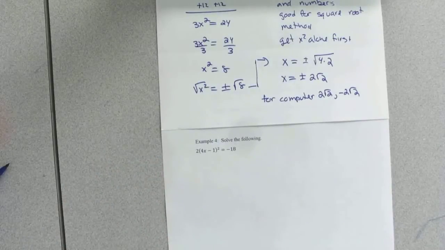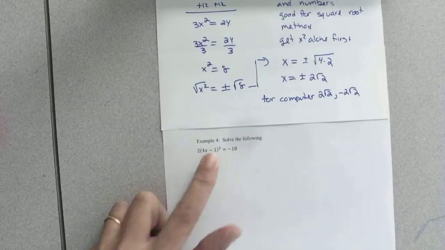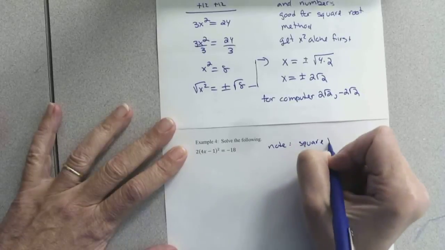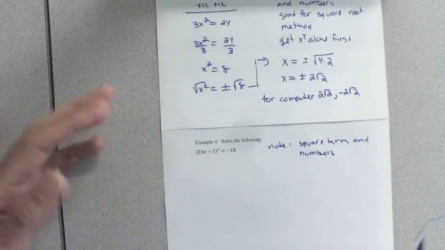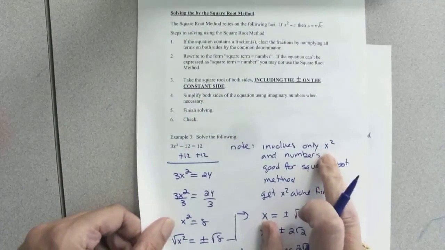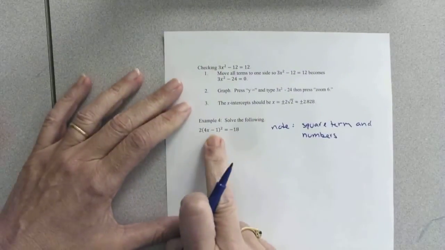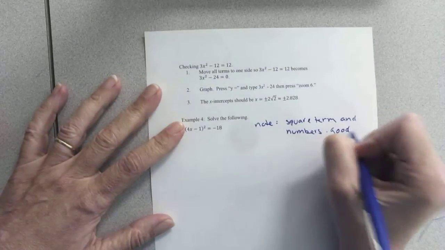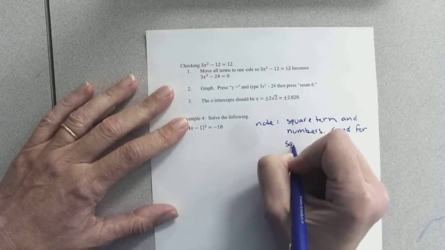Okay, next video, solve the following. Now notice, even though it's a funky square, I've got 4x minus 1 quantity squared. We can note that this is a square term and numbers. Just like the previous one, only x squared and numbers. Here, a square term, a fancy square term, and numbers. That is good for the square root method.